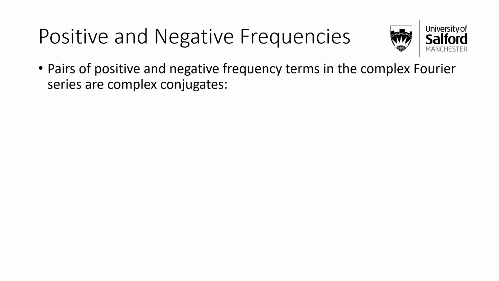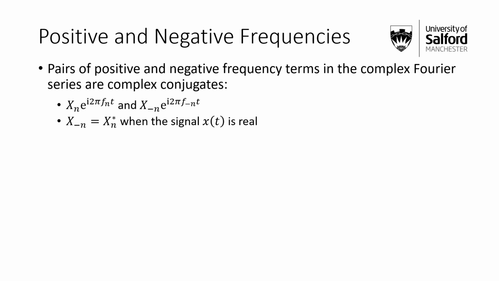We have pairs of positive and negative frequency terms in the complex Fourier series, and they're complex conjugates. So they will be x_n, positive n, with e to the i 2 pi f_n t, and then the corresponding version with negative n, x_minus n, with e to the i 2 pi f_minus n t. And we've already discussed that x for minus n is the complex conjugate of x for plus n when the signal x(t) is real. That kind of came from the definition from the real-valued Fourier series.